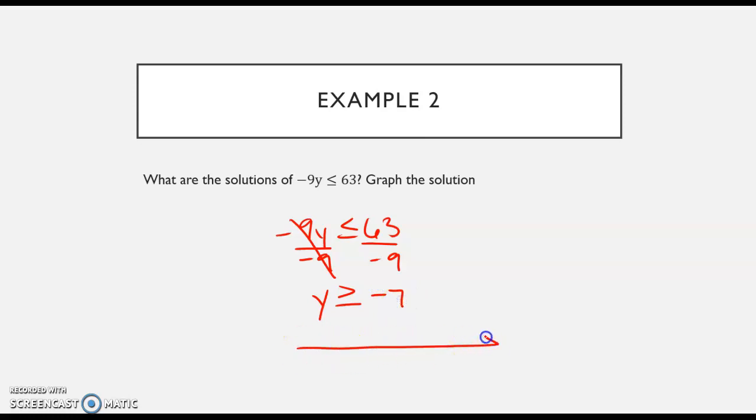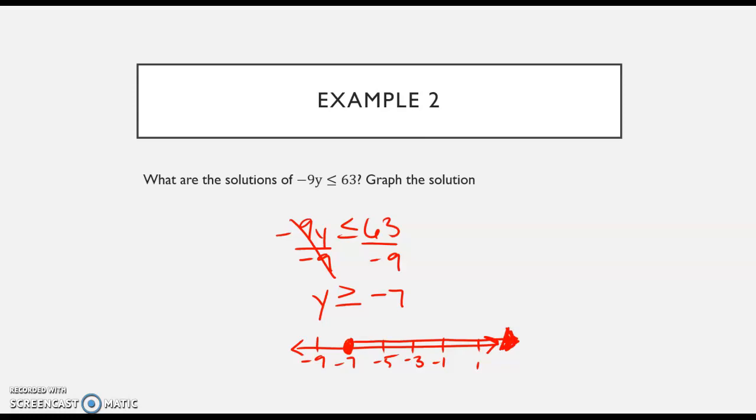And then from here we graph. So I'm going to do negative 9, negative 7, negative 5, negative 3, negative 1, 1. And we have the equal to, so it's going to be a closed circle on negative 7. So I'm going to have a filled in circle. And then we're greater than, so towards negative 5 is the bigger numbers. And so then that is my answer.